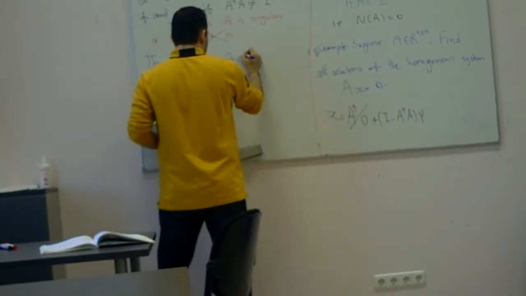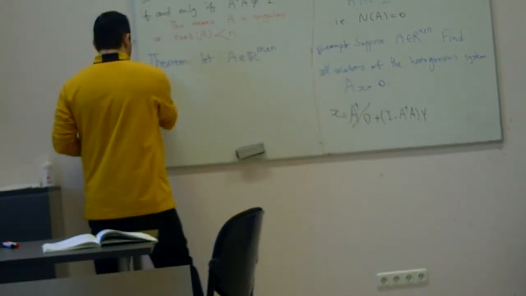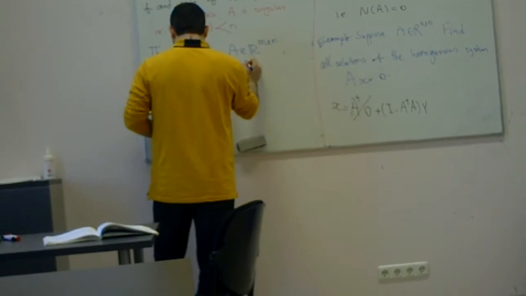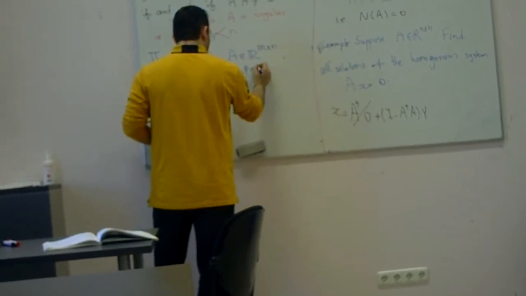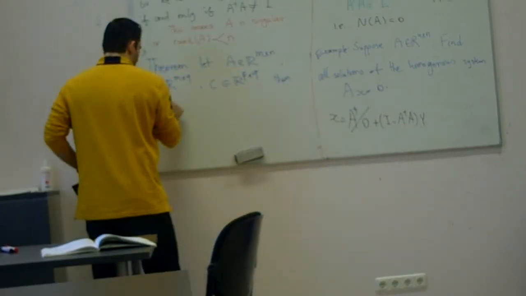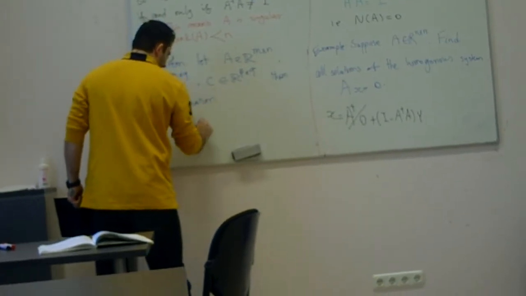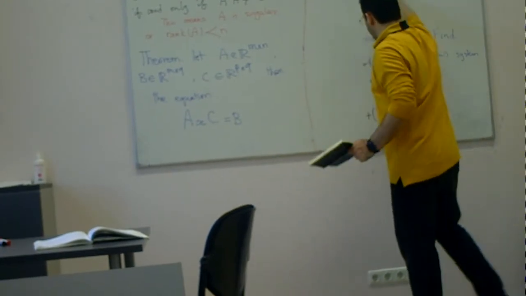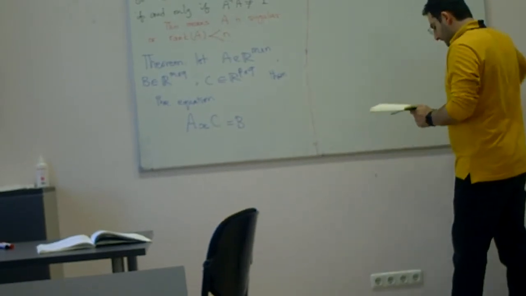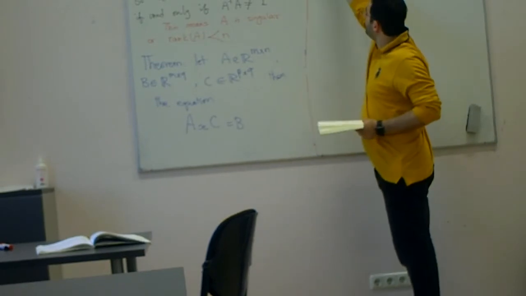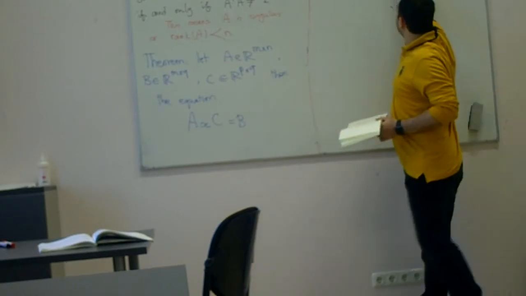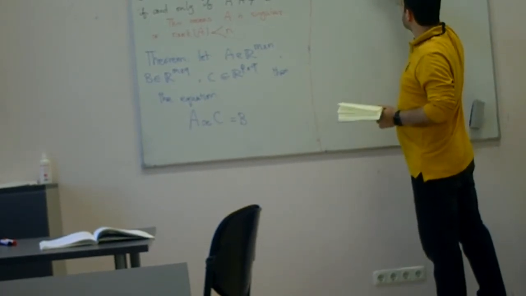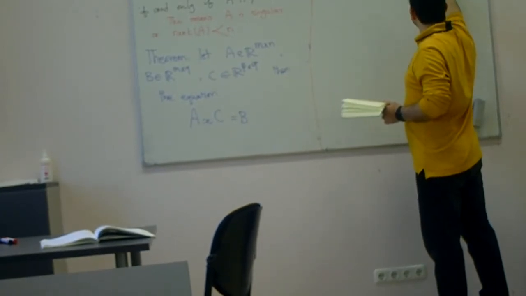Let A be R n by n, B be n by q, C be p by q, then the equation A X C is equal to B has a solution if and only if A A plus B C plus C is equal to B.